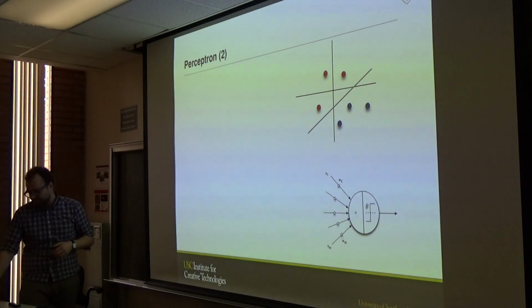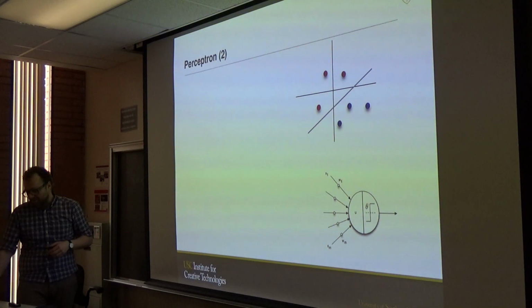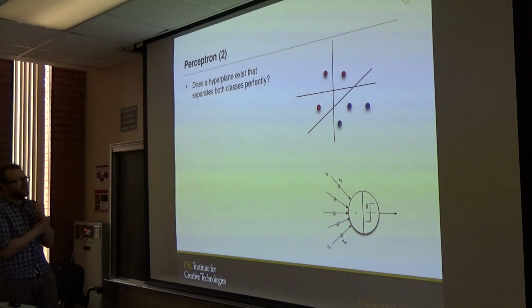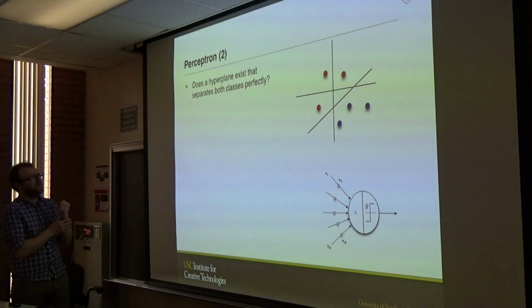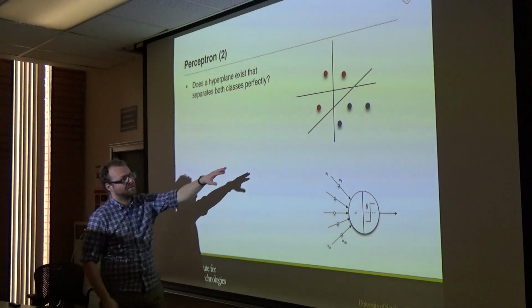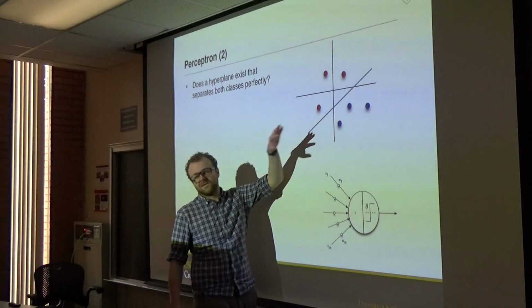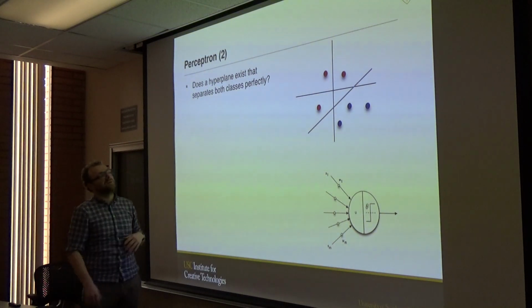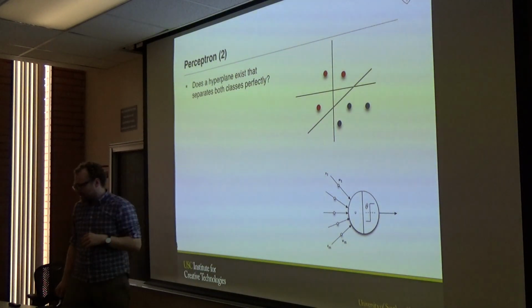Let's see some facts about the perceptron. So basically the perceptron tells you if there is a hyperplane, or a line in 2 dimensions; in 3 dimensions it would be a plane, in 4 dimensions it would be something more complex.